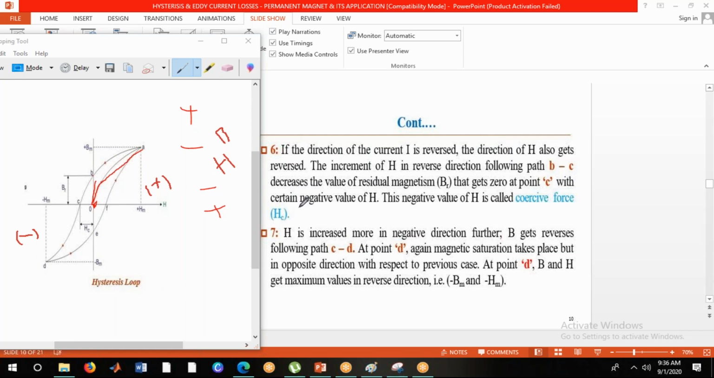of residual magnetism. ఎప్పుడైతే ఈ విధంగా రివర్స్ ఇస్తామో ఈ మ్యాగ్నెటిజం అనేది రిడ్యూస్ అవుతుంది from this value to 0. ఓకే and gets 0 at point C. So at point C దగ్గర ఈ రెసిడ్యువల్ మ్యాగ్నెటిజం అనేది 0 అయిపోతుంది. So there is no residual magnetism.